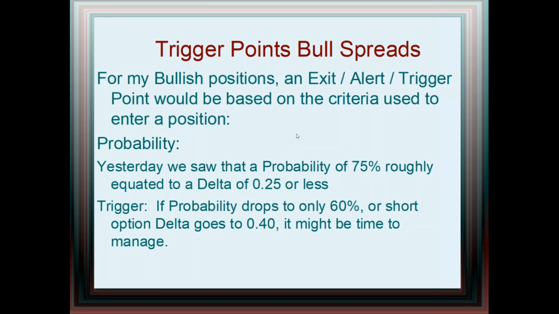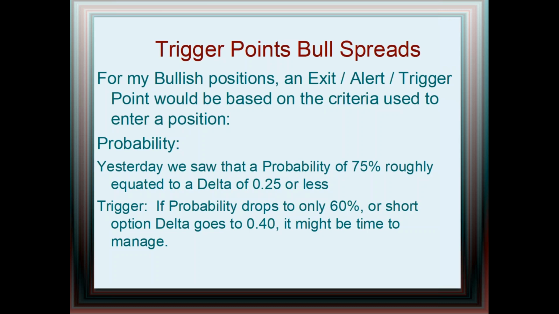If I open a bull put credit spread, I would search on Power Options for spreads that have a probability above 75% or more. That would roughly equate to a delta of around 0.25 or less for the short option. The pivot point. That's the focal point on our spreads for management and for triggers.